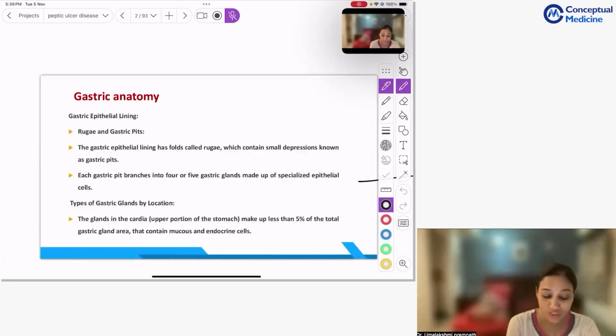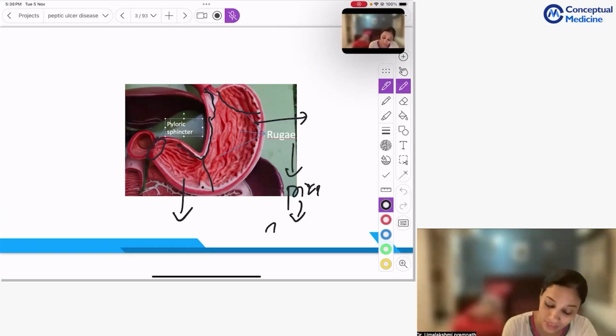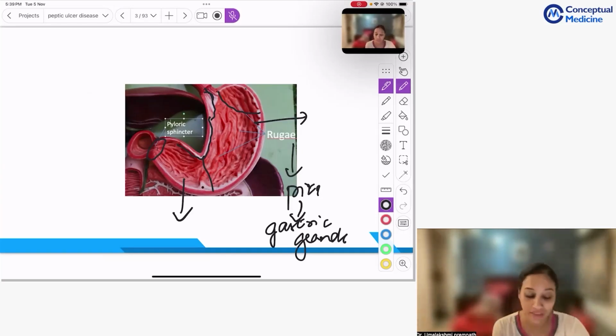The gastric epithelial lining actually contains multiple rugae. These gastric rugae actually contain pits. These pits are the ones which contain the gastric glands inside, and you have the gastric glands which are specialized for various functions.